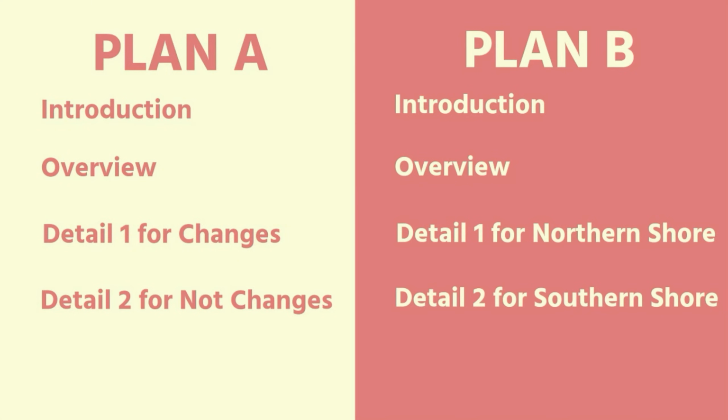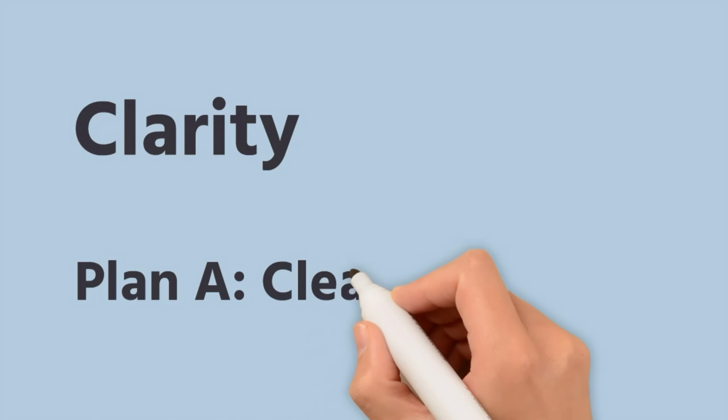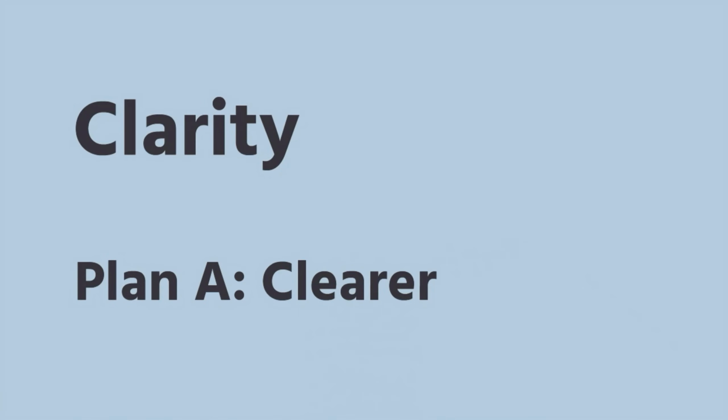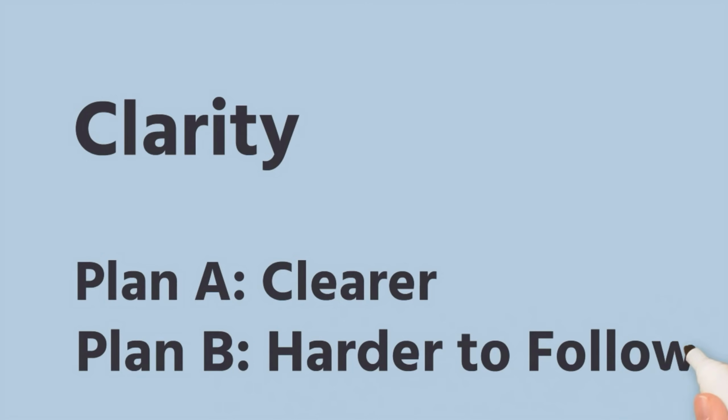So let's compare them. I will compare them from different perspectives. First, clarity. Structure 1 is clearer for comparing changes and non-changes, as it splits two ideas into separate sections. And Structure 2 provides a more focused look at the northern and southern shore, but might be harder to follow if the differences between the shores are not clearly defined.